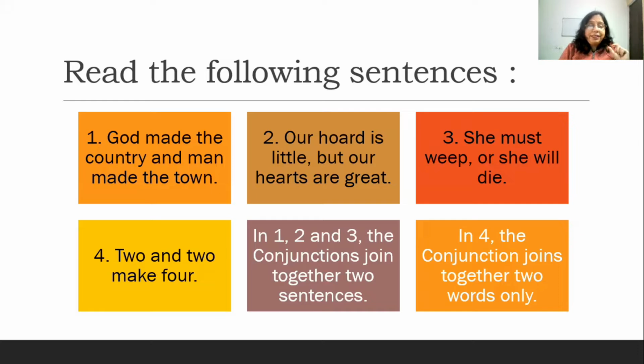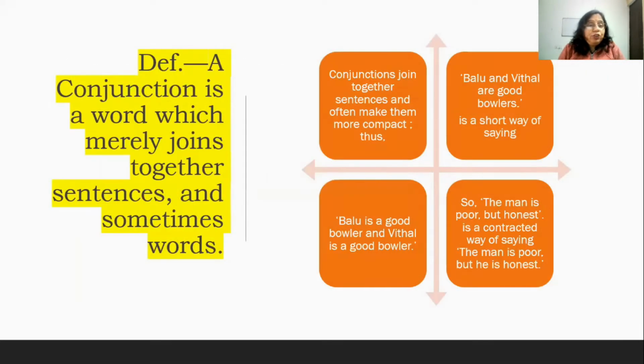But in the fourth sentence, you can see that there are no 2 different sentences. There is only one sentence, but 2 words are joined together. So in sentence number 4, the conjunction joins together 2 words only. 2 and 2, so the conjunction is and. 2 and 2 make 4. So the definition of conjunction is, a conjunction is a word which merely joins together sentences and sometimes words.